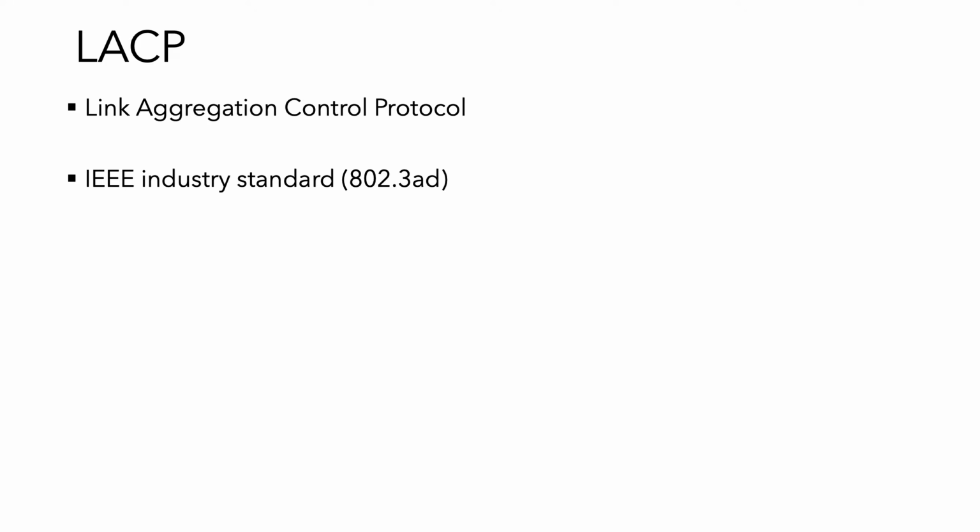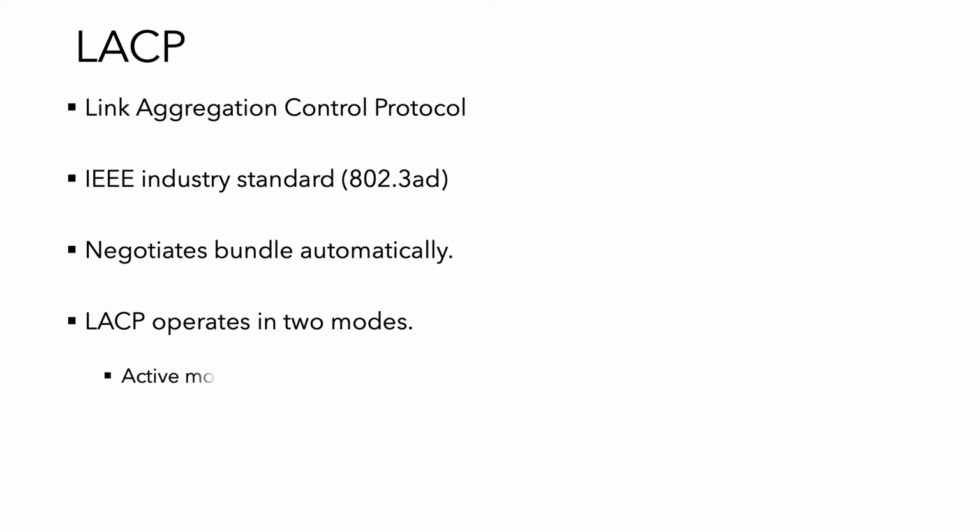LACP is also known as Link Aggregation Control Protocol. It is IEEE industry standard based and is known as 802.3ad. It allows a switch to negotiate the bundle automatically by sending LACP packets to its peer. It operates in two modes, active mode and passive mode.